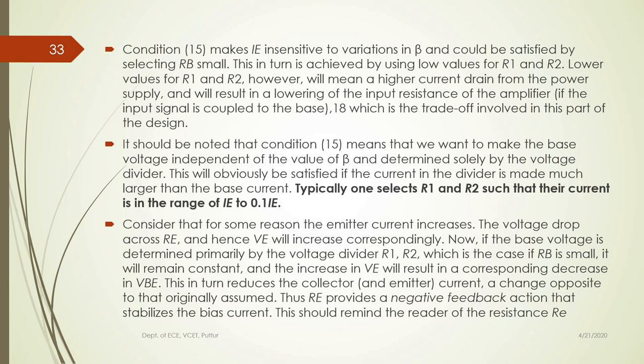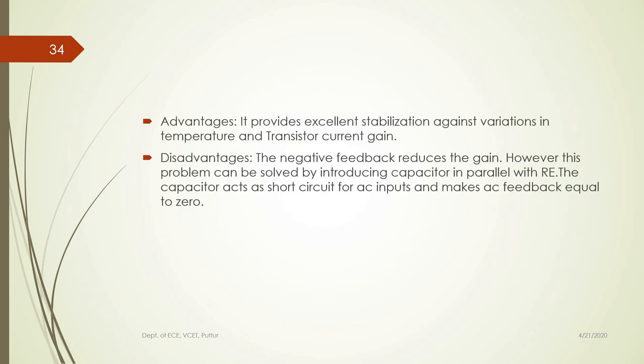So this is the explanation for the classical discrete circuit biasing. I hope it is understood. If you go to the advantages, it provides excellent stabilization against variation in temperature and transistor current gain. And the disadvantage is that negative feedback reduces the gain. However, this problem can be solved by including a capacitor in parallel with RE.